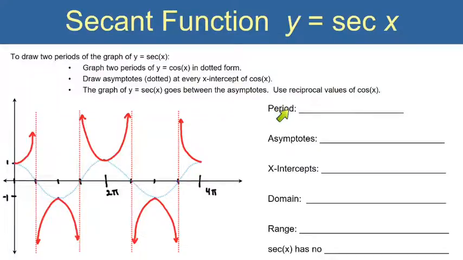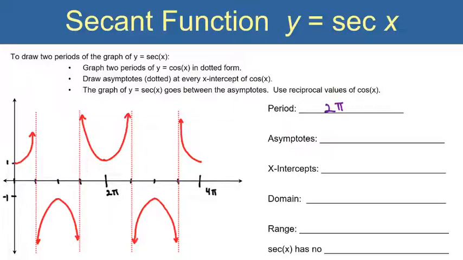Now the period is the same as the period of the cosine function. So it takes 2 pi radians to cover one period of cosine, so it's going to be 2 pi radians to cover one period of secant. And yeah, let's go ahead and erase our cosine function. 2 pi radians for the period.